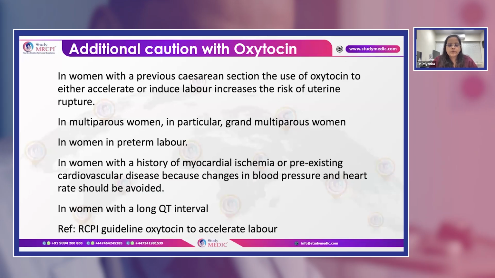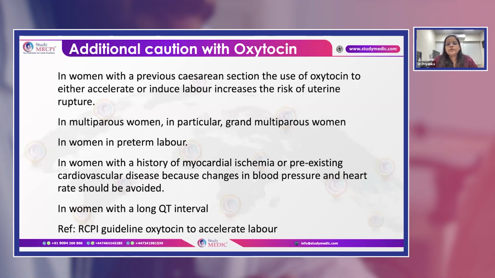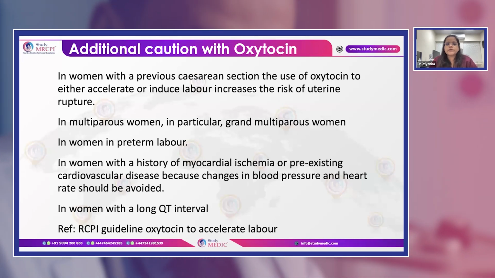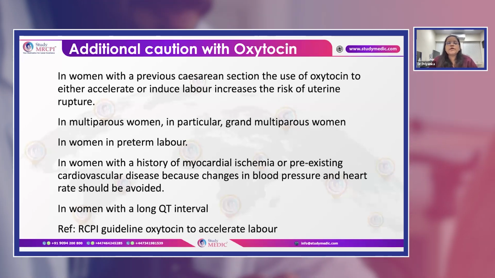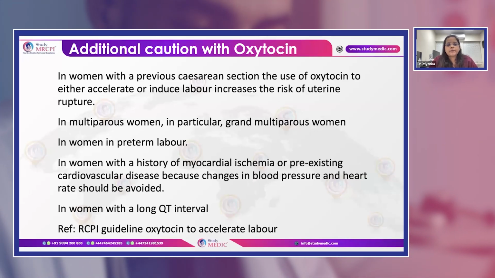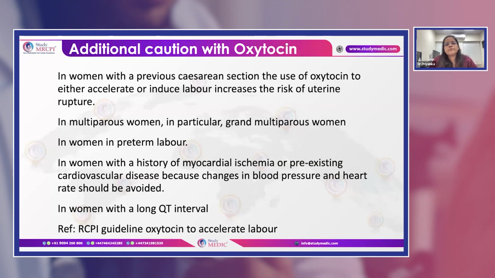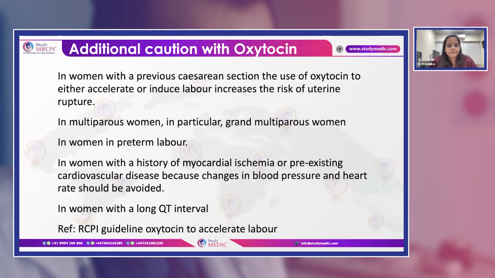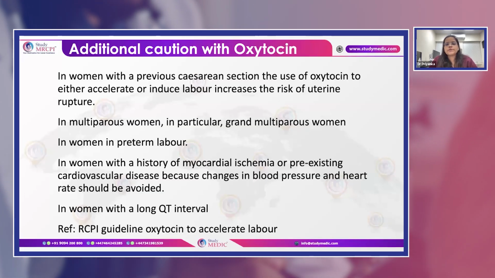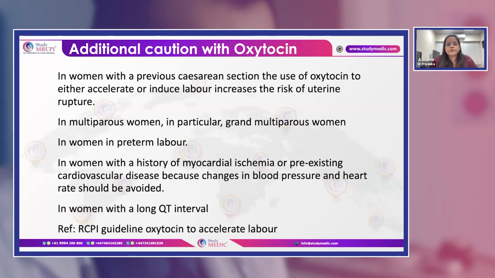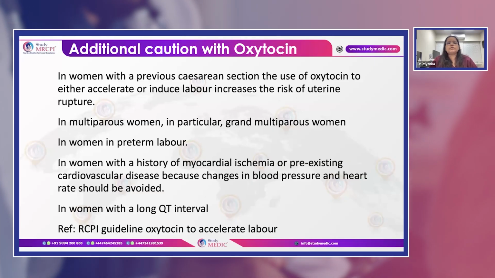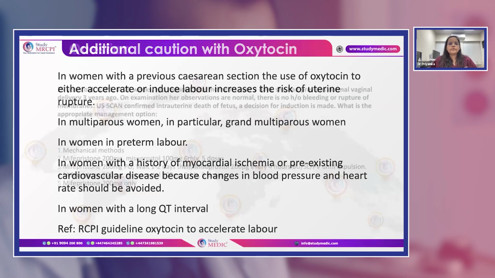In women with preterm labor also we give it with caution, and in women having myocardial ischemia or cardiovascular disease, because oxytocin will cause contractions and during the contraction we know there is a decrease in the blood supply, so changes in the blood pressure and heart rate we want to avoid. And in women with long QT interval, oxytocin has a side effect that it prolongs the QT interval. So in those who already have long QT interval, it is used with caution.